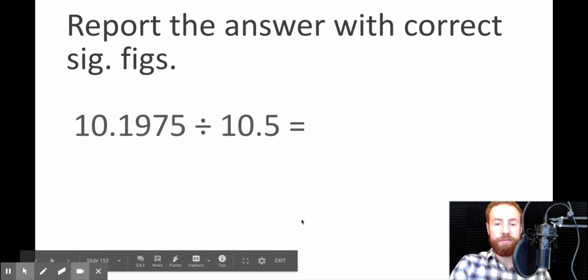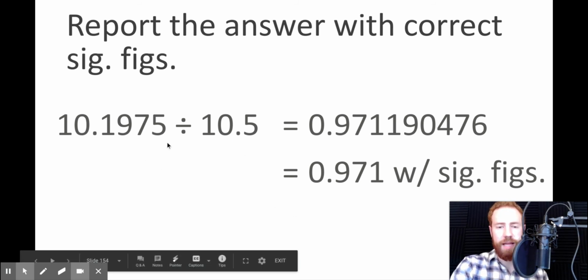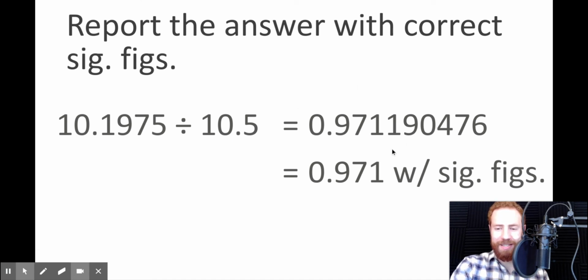We'll do one more example. 10.1975 divided by 10.5 in the calculator is going to give you a big, giant, super long decimal. We're not going to keep the whole thing. If we were taking measurements in a lab and we reported this as the answer to this problem, we would actually be fabricating data, right? It's not as bad as just making up data off the top of your head, but fabricating accuracy in your data and in your calculations is false science basically. So it's really important that you stick to these practices.